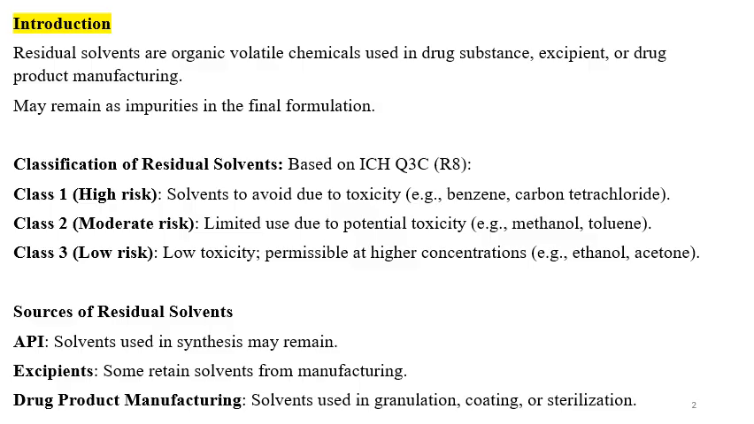Class 1 high risk solvents are to be avoided due to toxicity, like benzene and carbon tetrachloride. Class 2 solvents have moderate risk and are limited due to potential toxicity, like methanol and toluene. Class 3 solvents have low risk, low toxicity, and are permissible at higher concentrations compared to Class 1 and Class 2 solvents. Examples of Class 3 solvents are ethanol, acetone, and isopropyl alcohol.